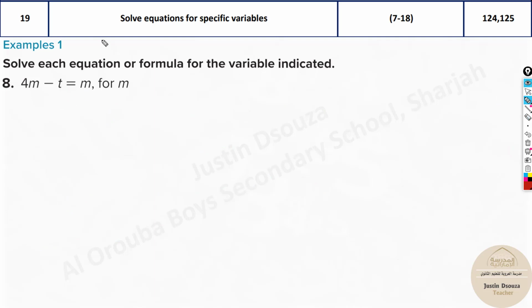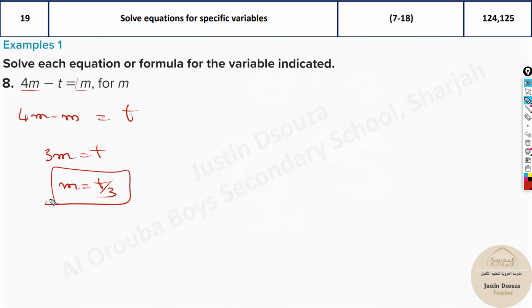Now see here, don't go to solve for T, you have to solve for M. That means M must be kept alone. Now look at which is the bigger variable. It's 4M. So leave it over there. I'm telling the coefficient: 4 is a bigger coefficient for the variable M. Here it's only 1. So take this to the other side. It'll be 4M minus M equals, minus T goes to the other side, it's plus T. And here 4M minus M will be 3M equals T. M equals T by 3. This is your answer.